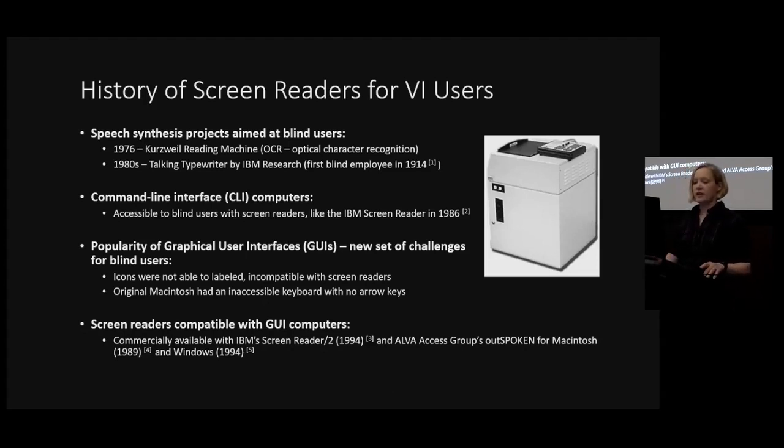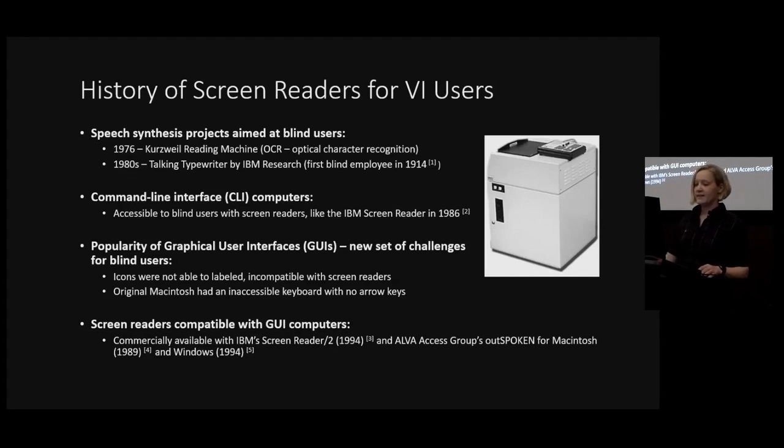So for a little bit about the history, speech synthesis projects that were aimed at blind users started in the 70s. You had 1976, the Kurzweil reading machine, which used optical character recognition to scan the words on the page to read it out loud. And then in the 1980s, you had the talking typewriter by IBM Research. And these 2 companies are very important to notice because Kurzweil and IBM, they've not only pushed tech forward for people with disabilities, they've also been crucial in hiring people with disabilities. So IBM actually hired their first blind employee in 1914.